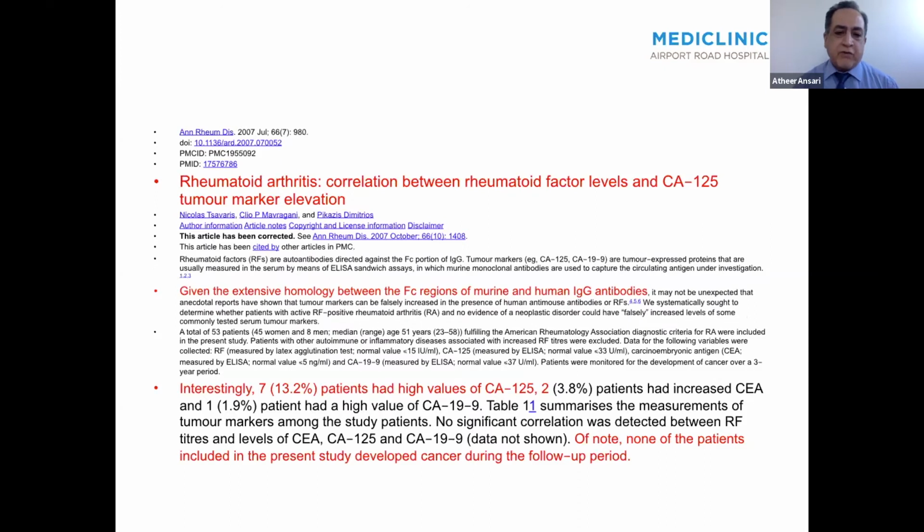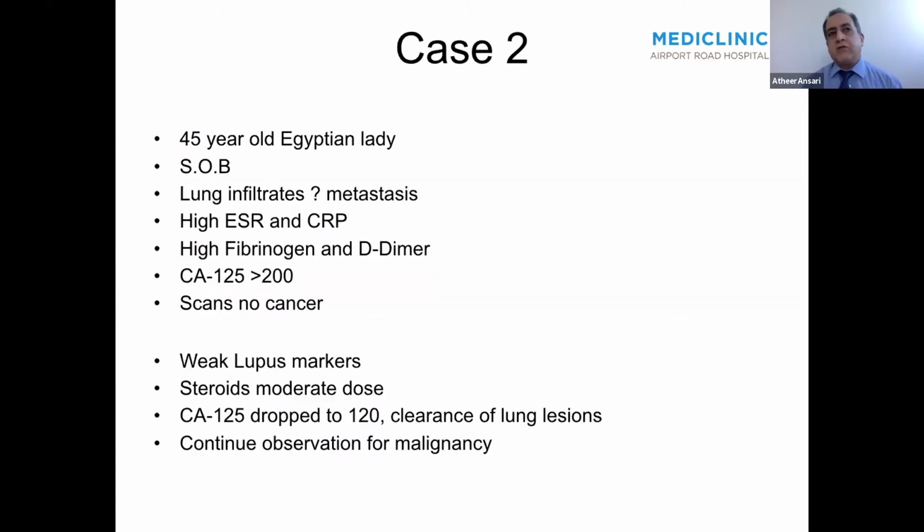And this is another study showing this correlation. Most of the patients studied in this one, they found no cancer on follow-up, and it's mainly related to RA. So if it is high in RA, it could be high in other autoimmune and rheumatic disorders as well, to some extent. So that was a lesson from that case.